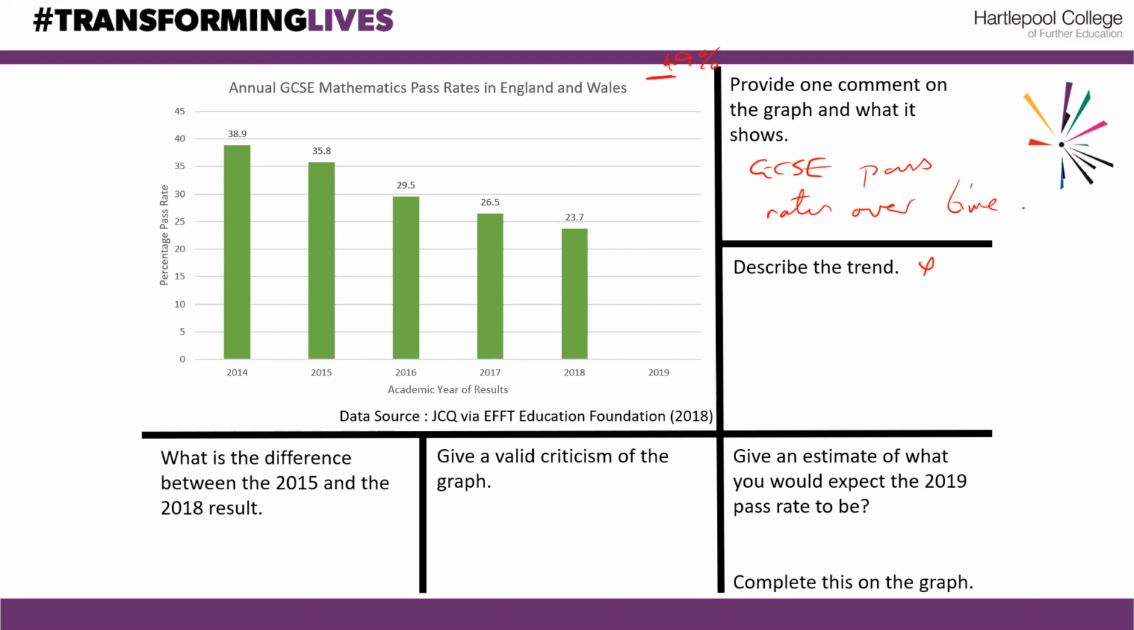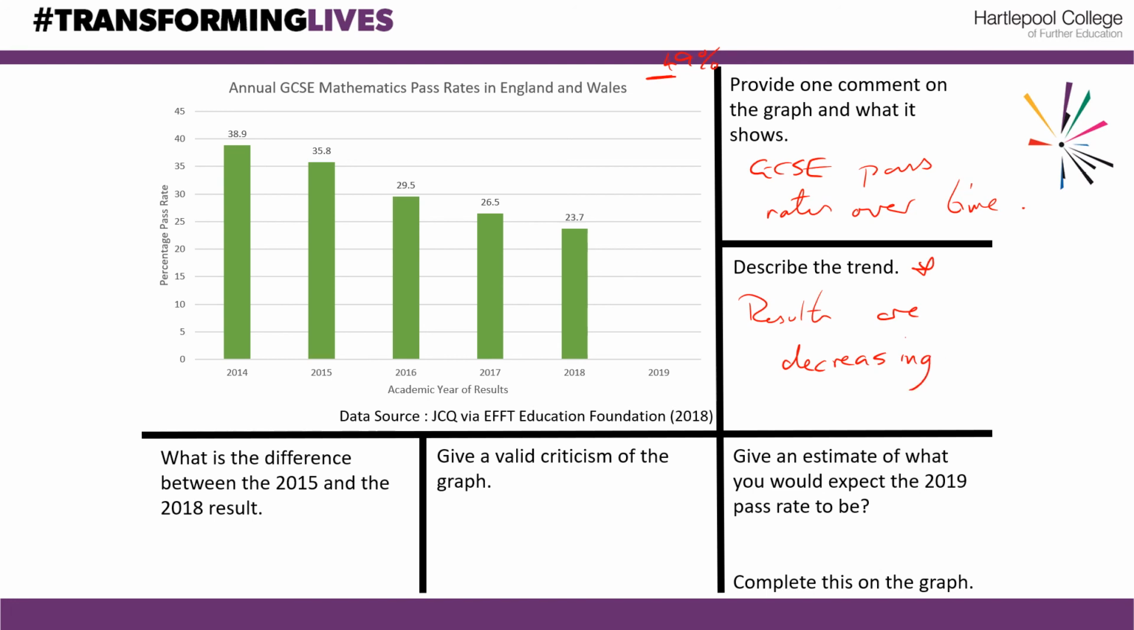Next question, looking over here, it says describe the trend. Well, if we look at the trend, it's going down year on year. So describe the trend, results are decreasing. Or words to that effect. Again, apologies for the slightly scrabbly handwriting. I'm doing the best with the tools that I've got.